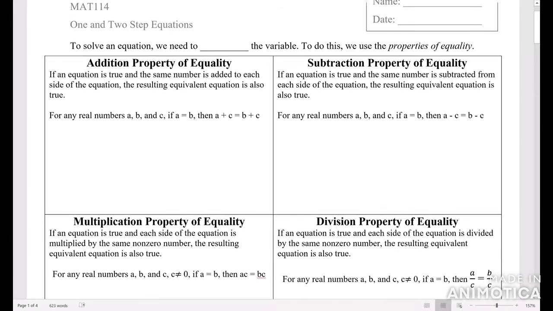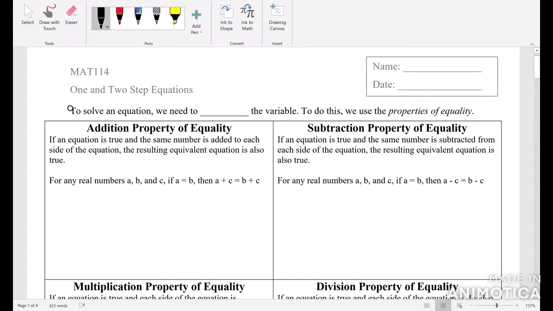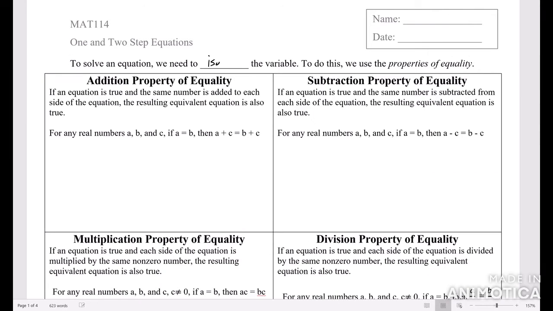All right, our next lesson is going to be on solving 1 and 2 step equations. So we've got a few different properties we're going to talk about, and then we'll use those properties to actually solve equations. Okay, so to solve an equation, we're going to need to isolate the variable. Okay, and to do this, we use our properties of equality.